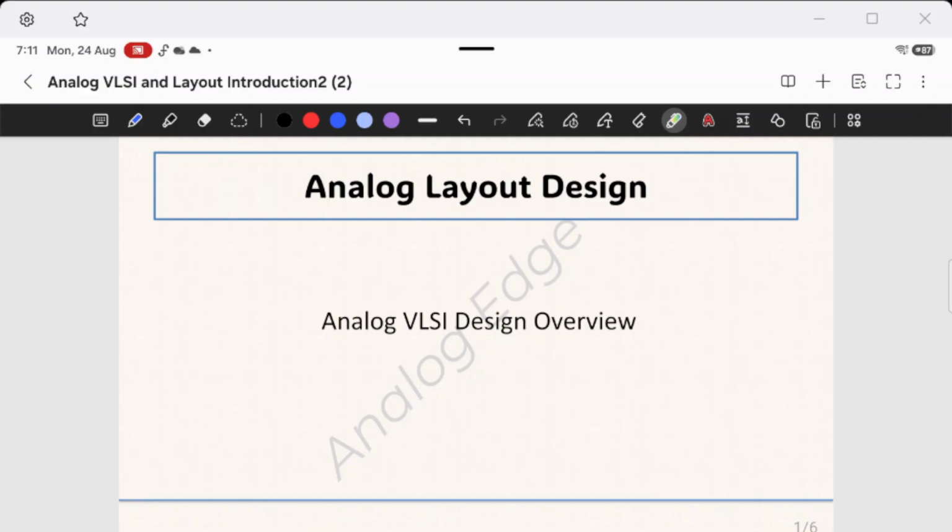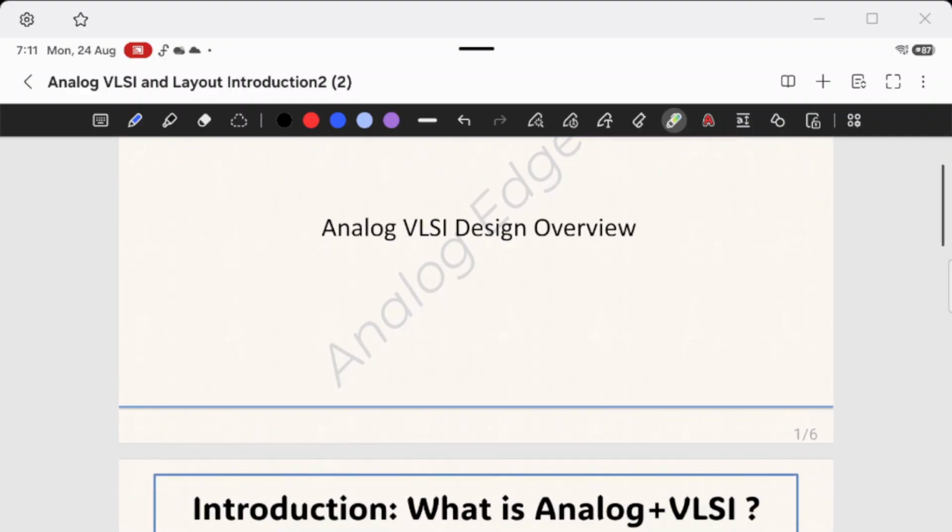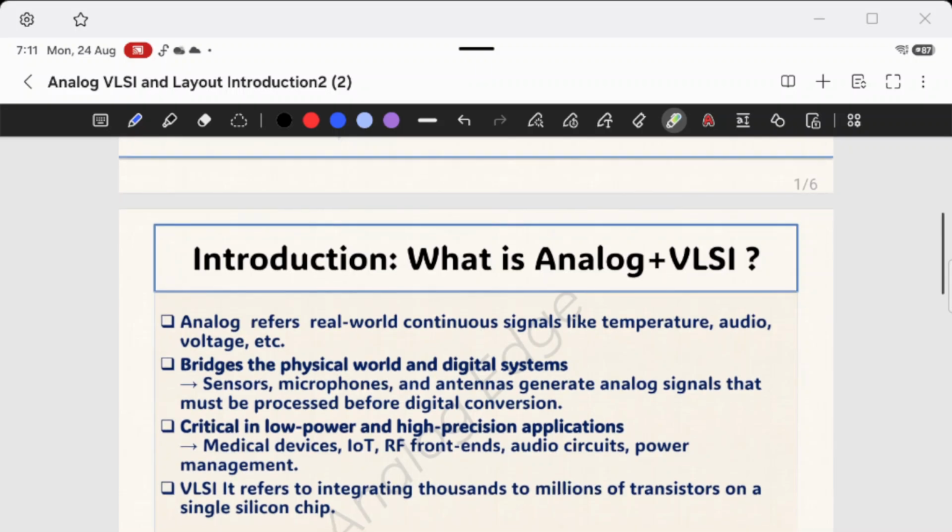As part of the analog layout design tutorials, I'd like to begin with analog VLSI design, because analog layout is extensively used in analog VLSI design. So let's begin. Before going any further, what is analog?